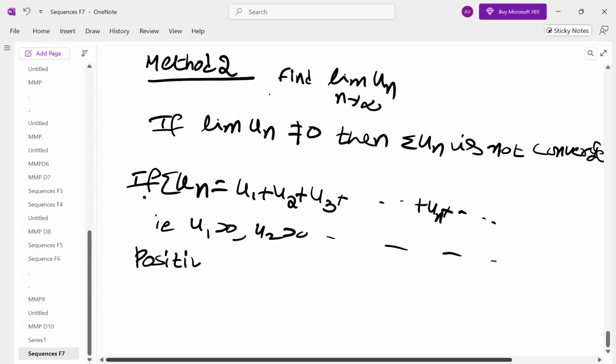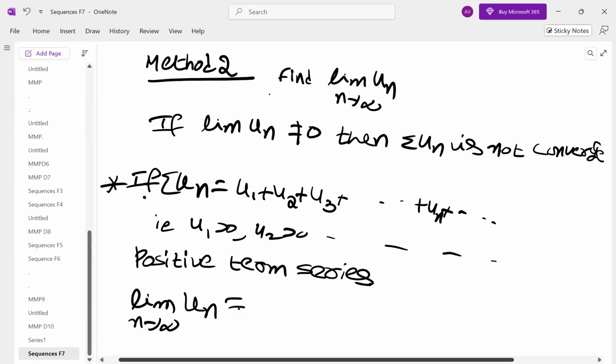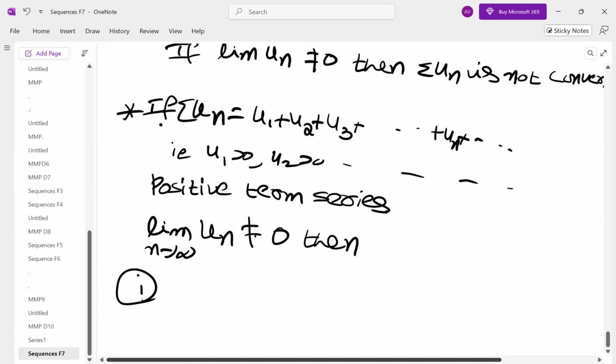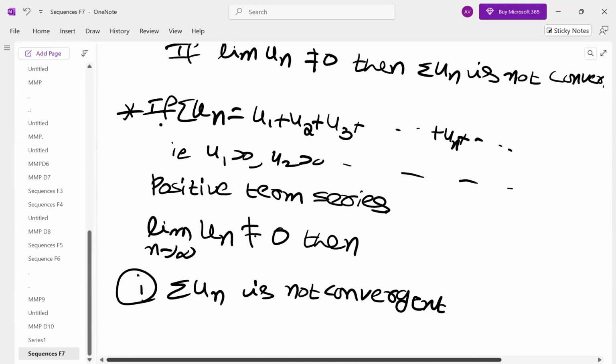Then this series is a positive term series. If it is a positive term series and the limit of un is not equal to 0, then you can draw two conclusions. One is that summation un is not convergent, correct? Not only this, you have more than one correct. One more is that summation un is divergent.